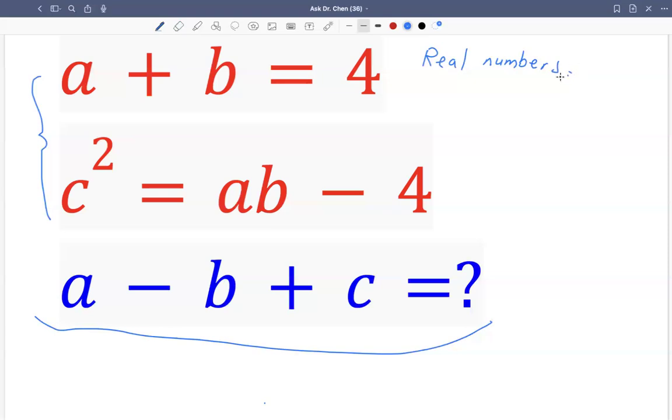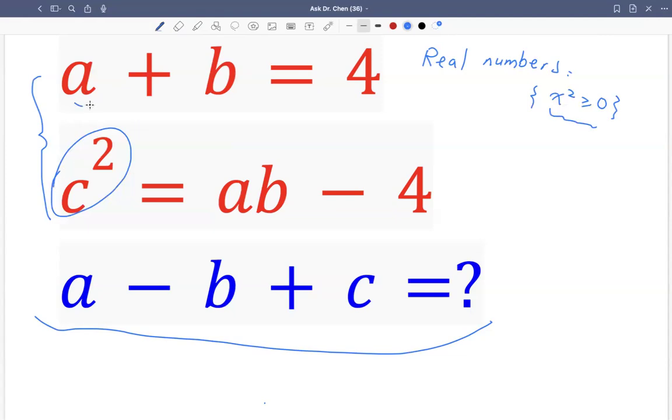So real numbers means a number squared has to be at least 0. If you square a number, it cannot be negative, right? Just versus an imaginary number. So we want to use this property. Square a number, it has to be at least 0, cannot be negative. So c squared we already have here.